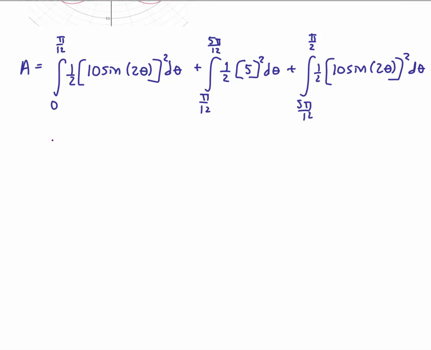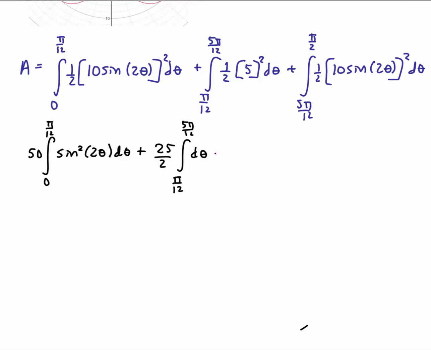So let's go ahead and work through this one. We haven't gotten to integrate in a while, so this is kind of fun. 10 squared is 100, half of 100 is 50, so I'll pull that 50 out. Sine squared of 2 theta d theta. This would be plus 25 halves, the integral from pi over 12 to 5 pi over 12 of d theta. 10 squared is 100, half of 100 is 50, so plus 50, the integral from 5 pi over 12 to pi over 2 of sine squared of 2 theta d theta.